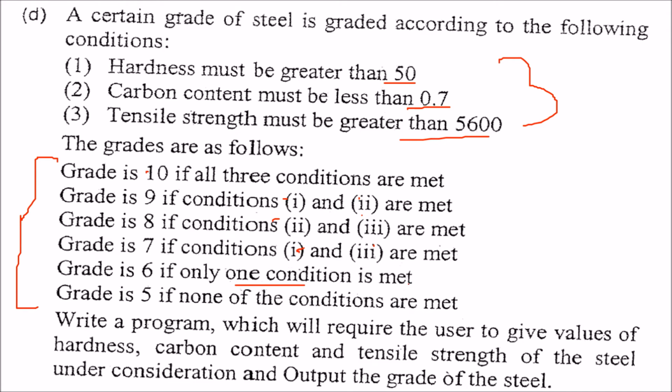We have to write a program which will ask the user to give values of hardness, carbon content and the tensile strength, and output the grade. Any of these can come, so we'll make different cases. We'll write a program to check the grade of the steel. stdio.h and conio.h we have to include. Then we will take hard for hardness, carbon, and then the tensile strength.